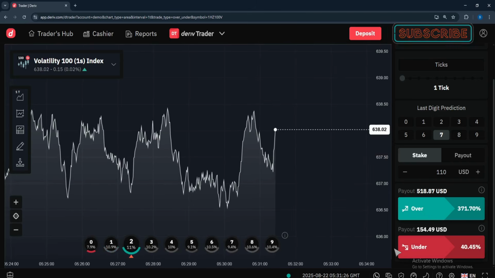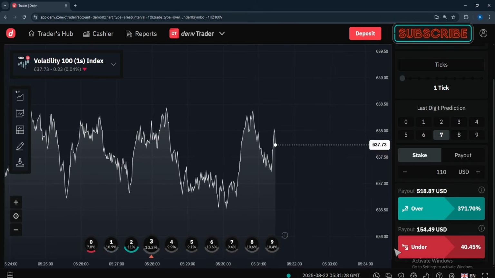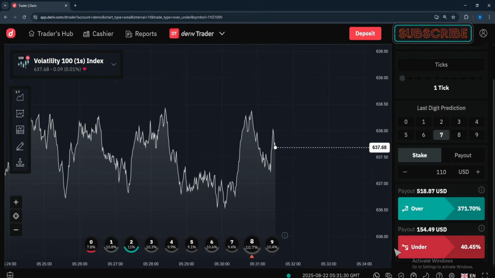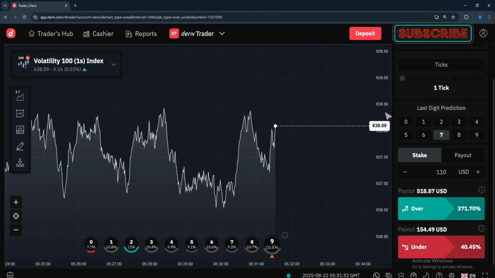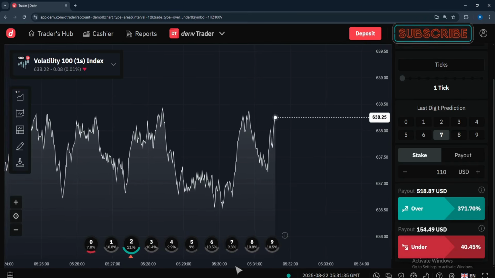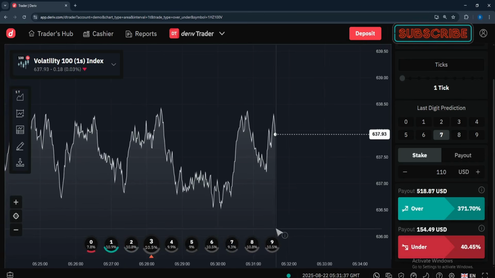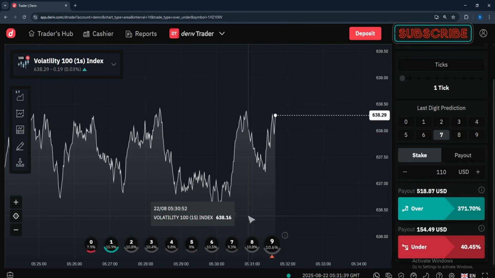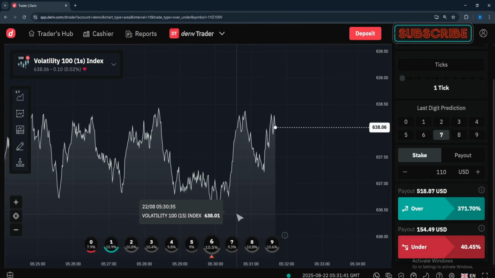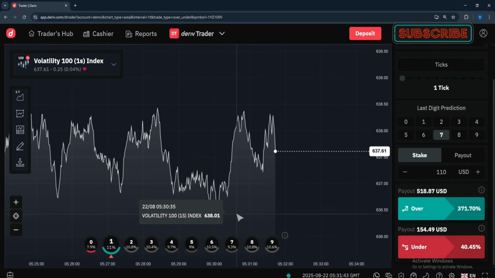The second condition: ensure 7 and 8 are above 10.7%. I repeat, ensure 7 and 8 are above 10.7. The reason for this is because we want the over market to be as strong as possible and you don't want it to be compromised in any single way, shape or form.